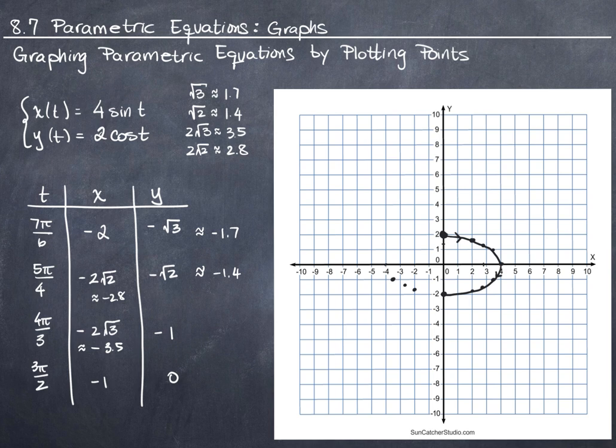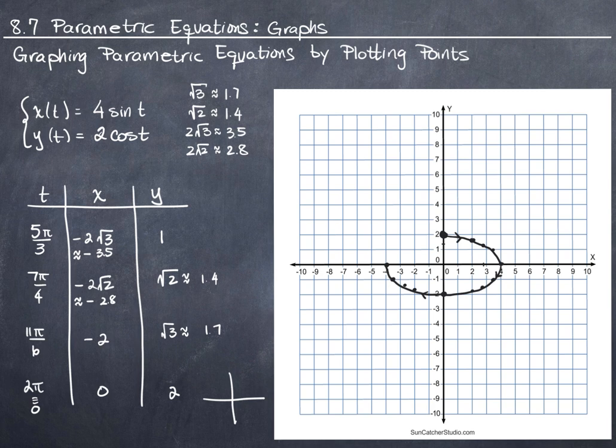And negative 1, 0. Oops, I forgot to multiply by 4. That should actually be negative 4, 0. I did my computation, but I forgot to multiply by 4. So my points in quadrant 3 give me that. And I can estimate what my points in quadrant 4 are likely to be, but I'm just going to go ahead and compute them anyway.